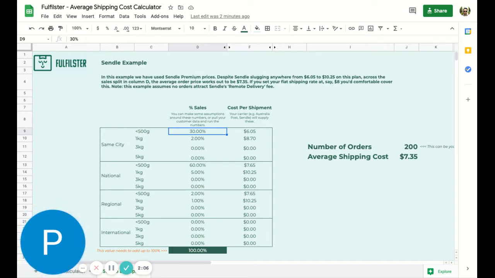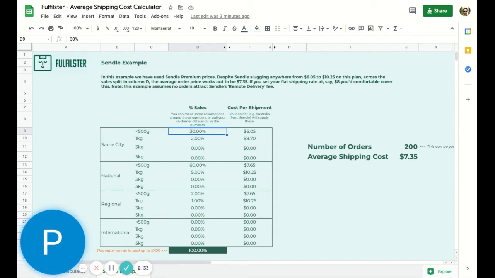Each product is different. If you're selling bulk quantities of fertilizer to the agricultural industry, there's a good chance that more of your orders are going to be shipped to regional locations. However, if you're selling fashion and skincare and these kinds of things, it's probably the capital cities where most of your customers are going to come from. So these are some assumptions that I've put here, but each store is different.